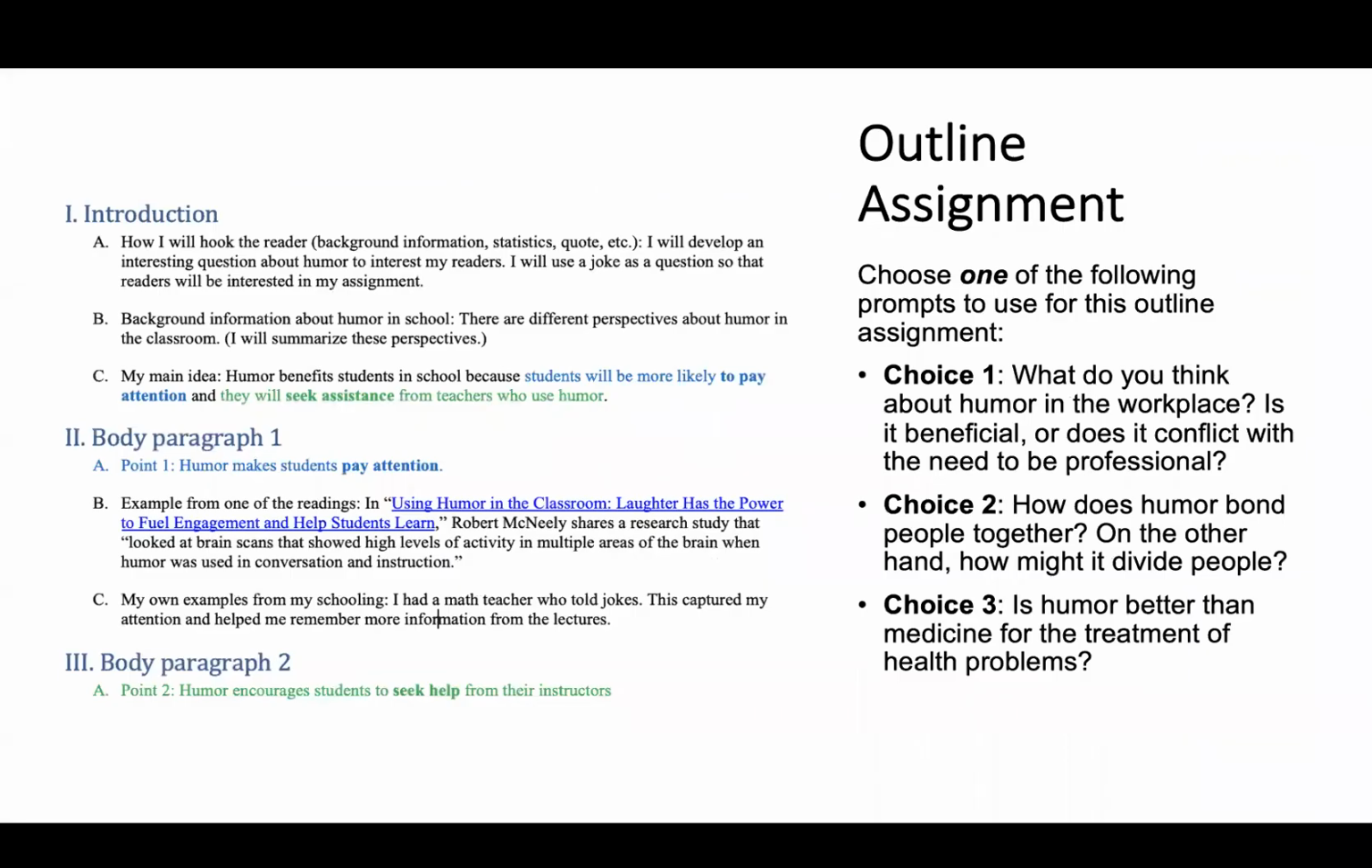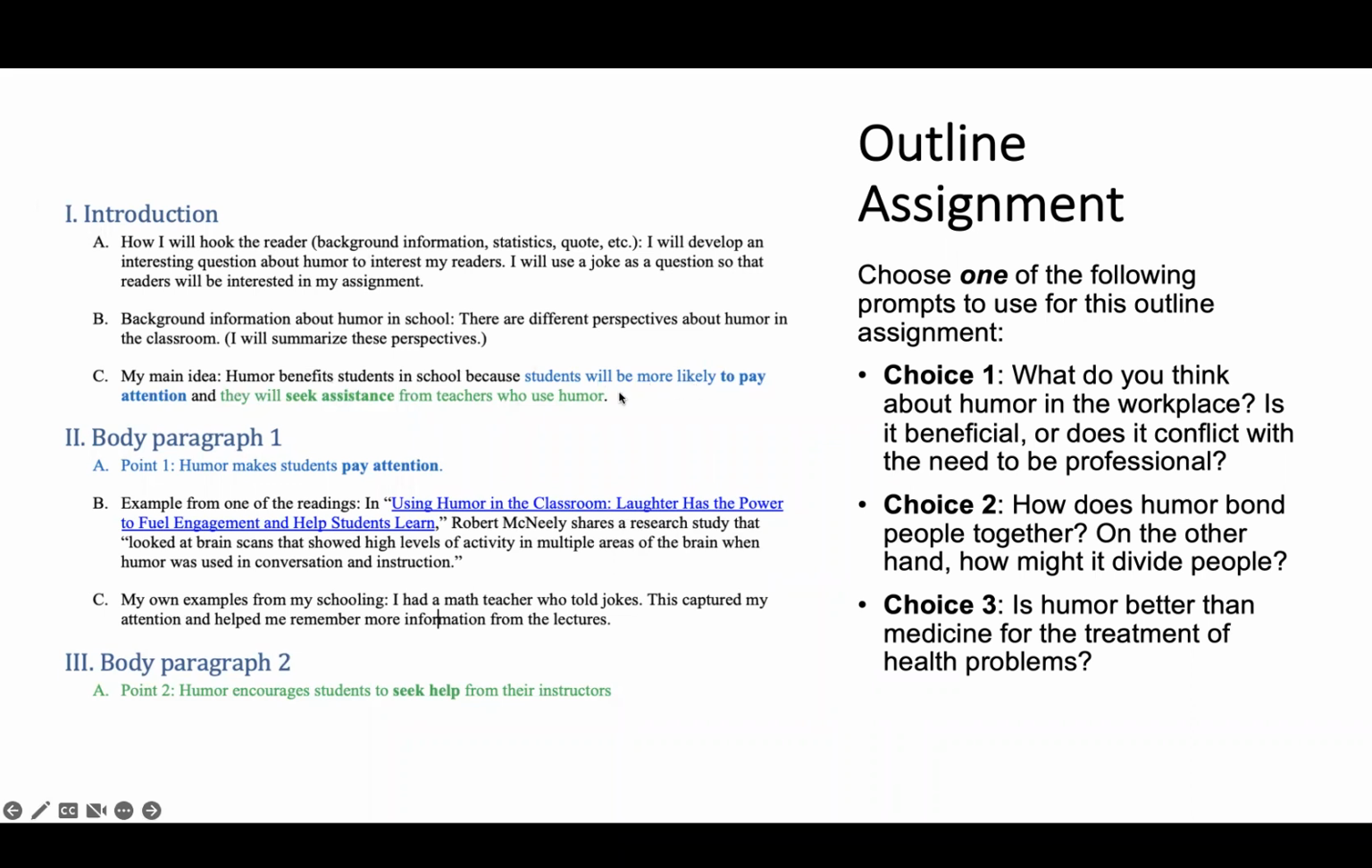So this week you're asked to write an outline for your humor argument assignment. Remember, you're just choosing one of the 3 choices, right? Don't choose all 3, just choose one. And there's a sample outline to help you think about your own. So ideally, you'll have an introduction that includes a hook that grabs the reader's attention. And then you'll think about the background information you'll include to help your readers understand the topic and to transition to your main idea or your thesis statement.